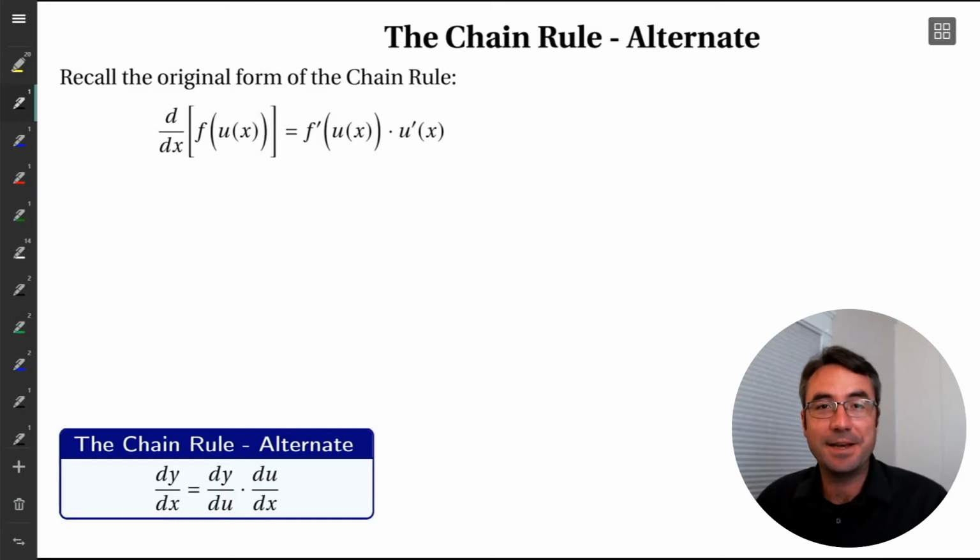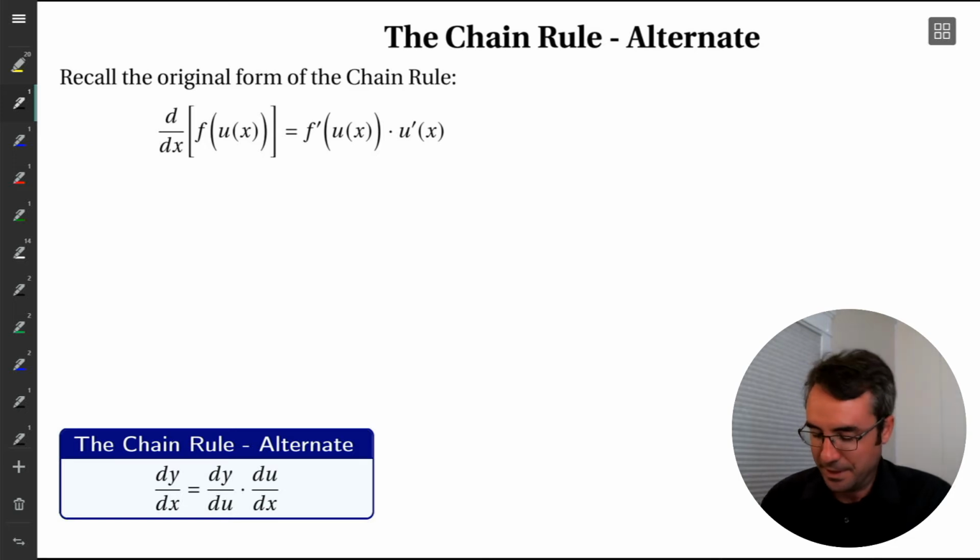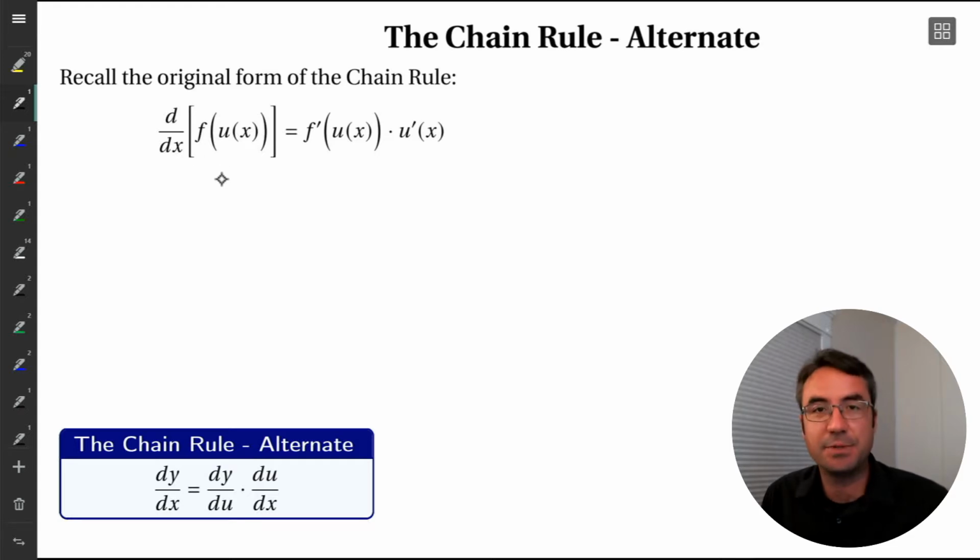All right, so we're going to look at an alternative form or version of the chain rule, which uses Leibniz notation. And here it is. It says the derivative of y with respect to x is equal to the derivative of y with respect to u times the derivative of u with respect to x. And really, this is just coming from our original form of the chain rule, where we're saying y is equal to this composite function.